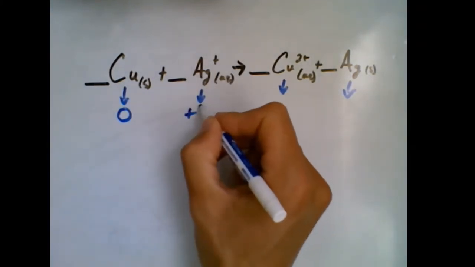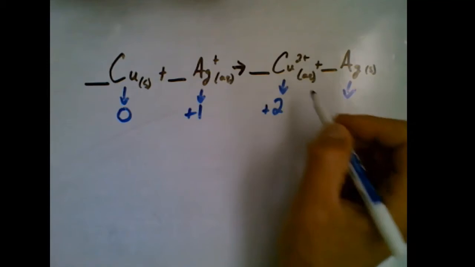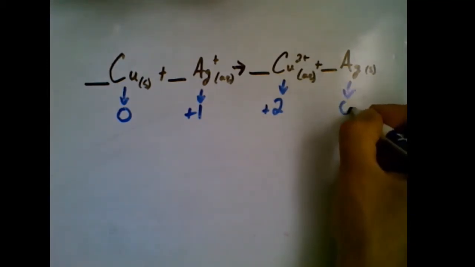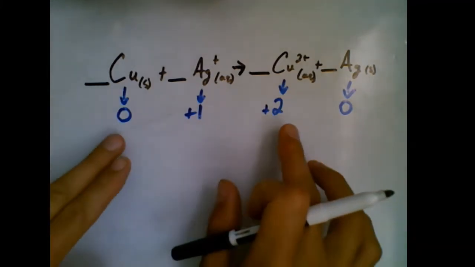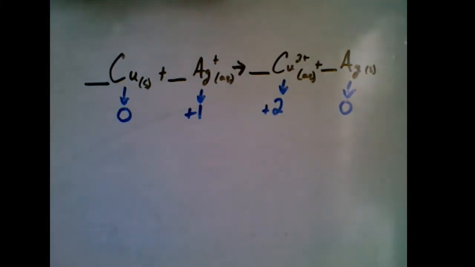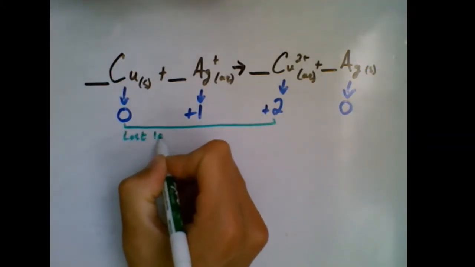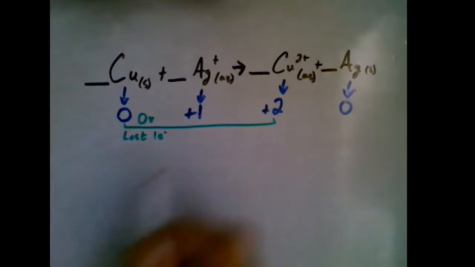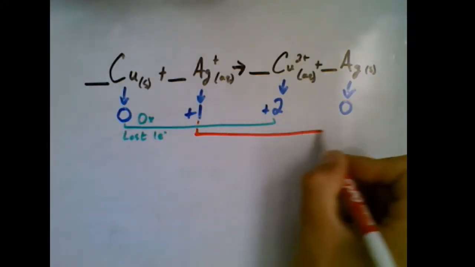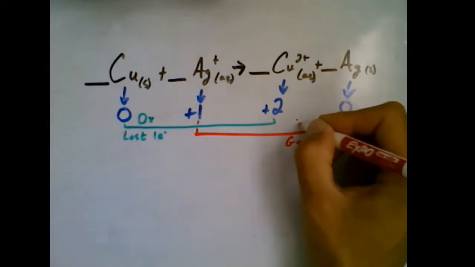So copper, pure element, oxidation number of 0. Silver is an ion, so its charge is its oxidation number. Copper, also an ion, so its charge is its oxidation number. And silver is a pure element, so its oxidation number is 0. From this point, what we need to do is take a look and see, okay, copper was oxidized. It lost 1 electron. The silver went from +1 to 0. The silver gained 1 electron, and so it was reduced.